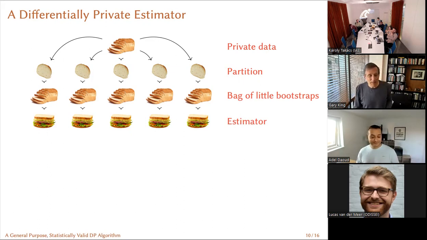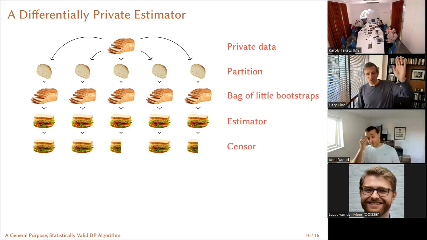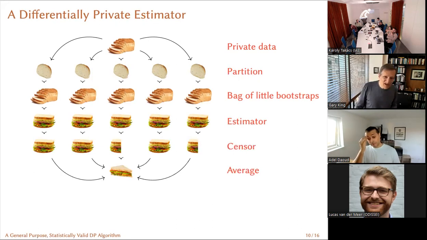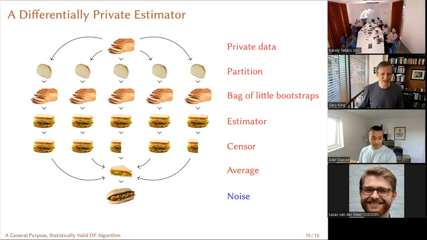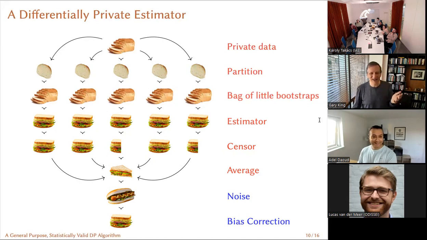Then some of the estimates are going to be really large, so we're going to censor some of them. Then we're going to average them. That average doesn't look very good because it doesn't look like these, since some are censored. Then we're going to mess with it further and add noise, and it looks like something completely different. But then we're going to bias correct and get back to the thing that we care about. Okay, so let me show you a mathematical version of this.